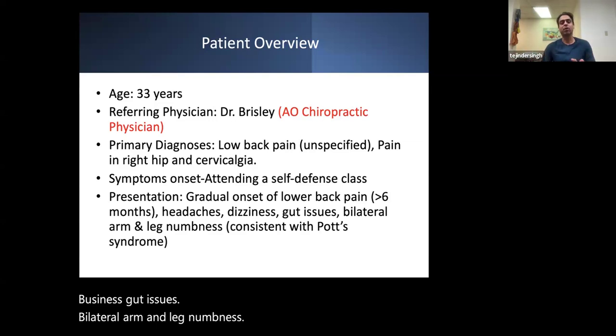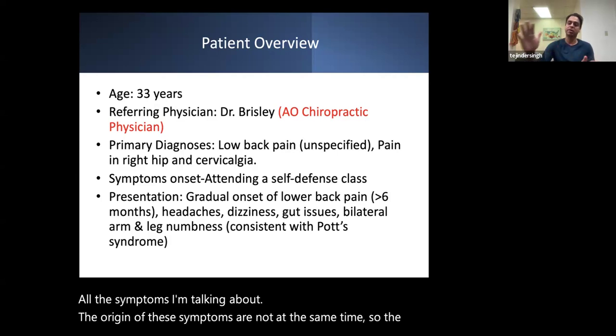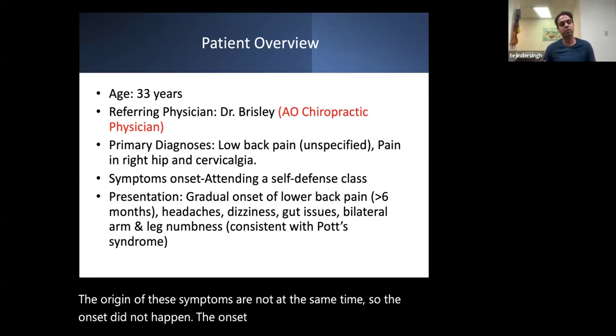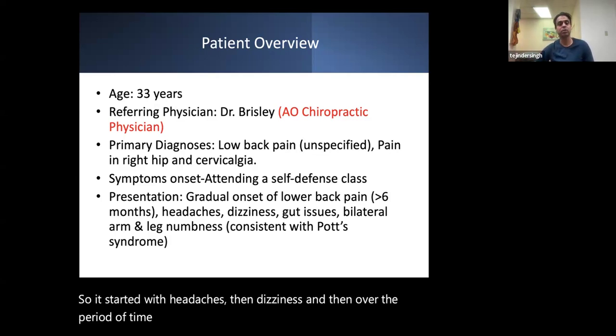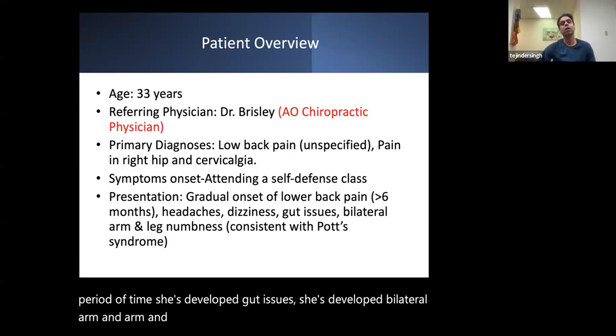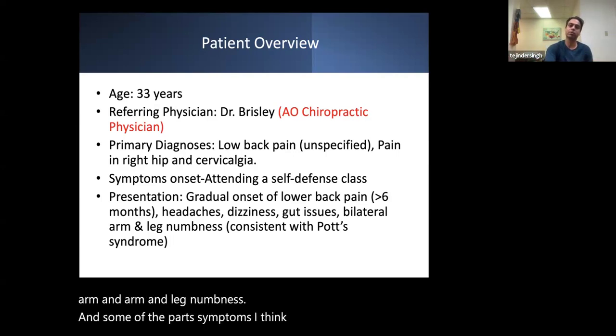All the symptoms I'm talking about, the origins of these symptoms are not at the same time. The onset happened in layers. It started with headaches, then dizziness, and then over a period of time, she developed gut issues, bilateral arm and leg numbness, and some of the POTS symptoms I was talking about.